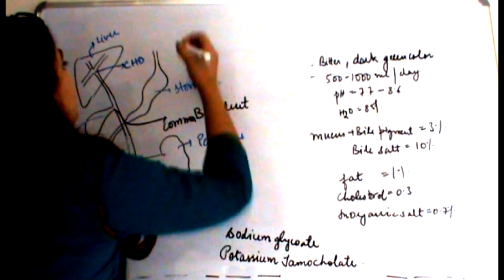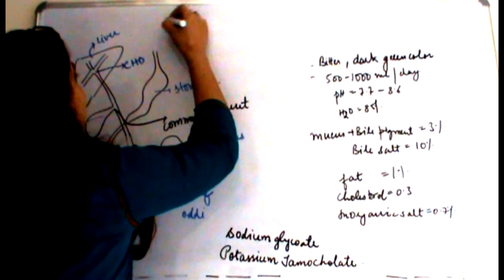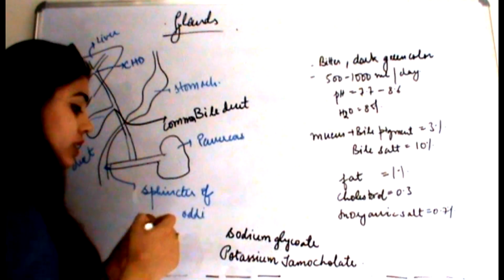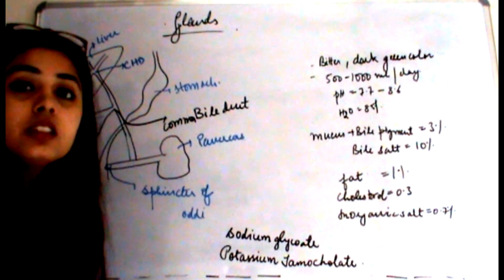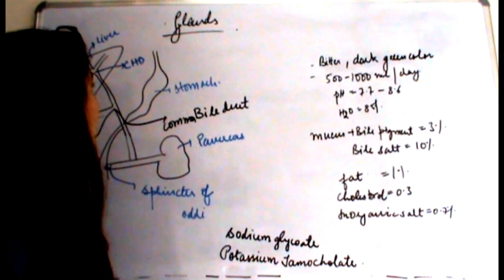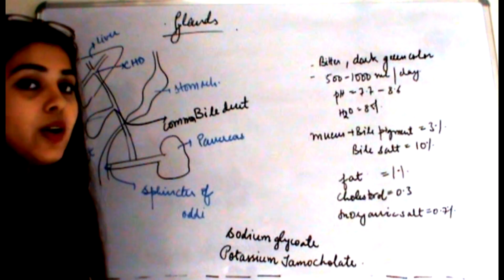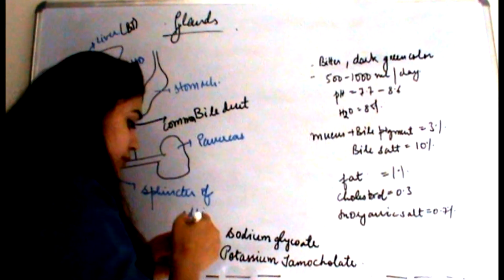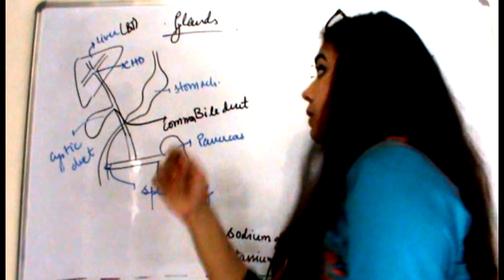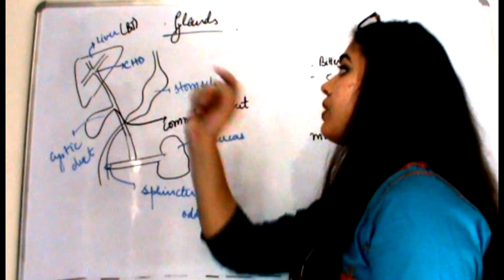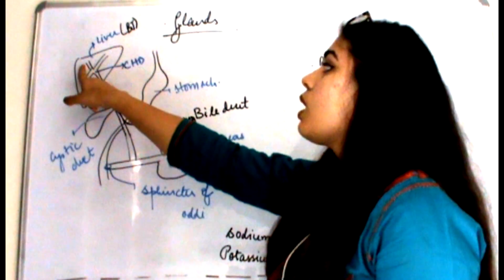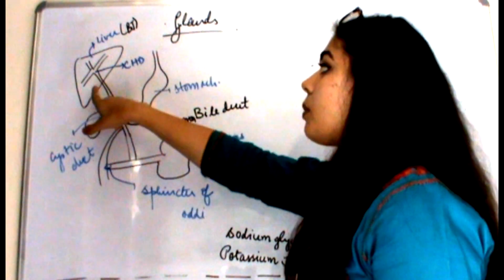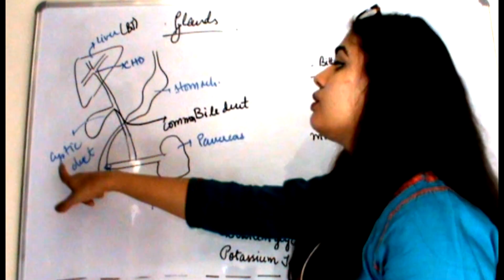And in this video we will be studying about the glands. So now we know that this is the liver, right? The liver produces bile juice. From the liver, the bile juice enters the common hepatic duct, which is the CHD, and through this common hepatic duct it moves toward the cystic duct.